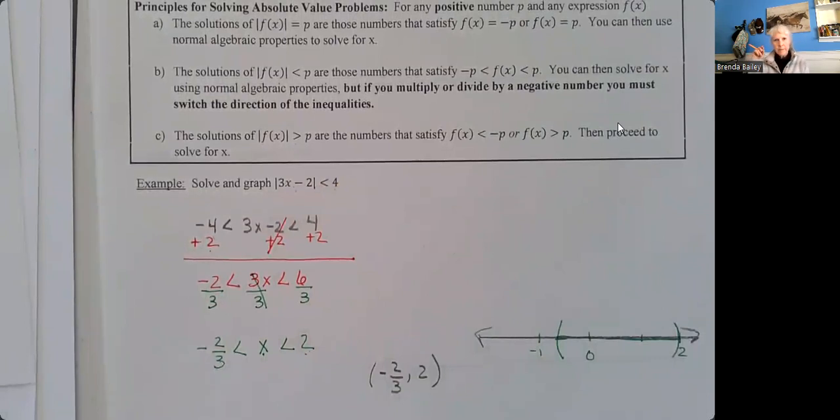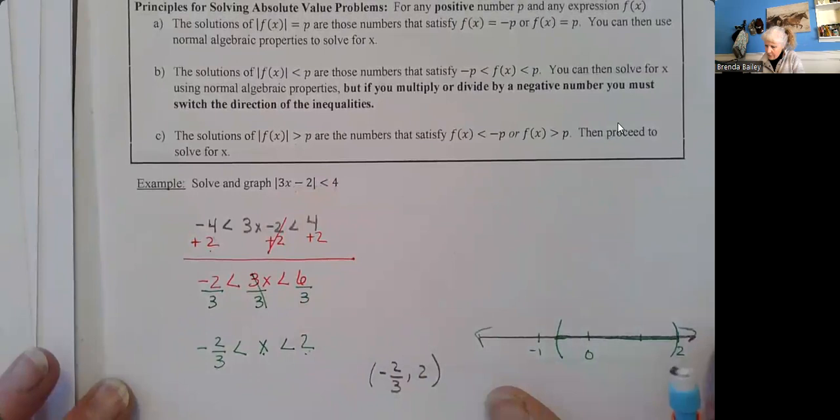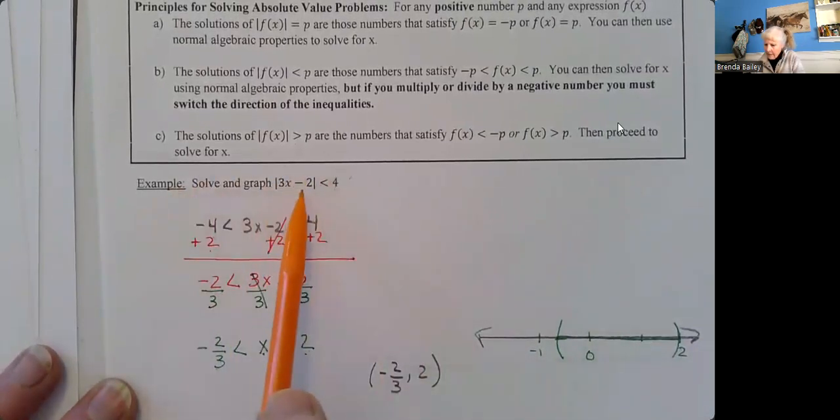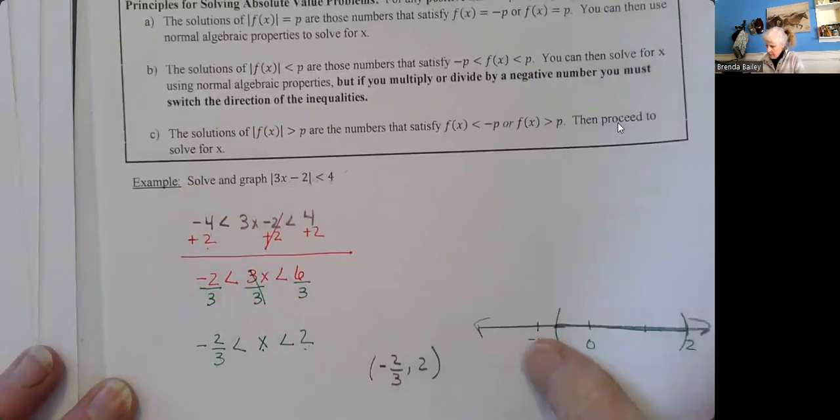All righty. You could pick a number in here just to double check on a test if you wanted to. You could put 0 in, and 3 times 0 is 0. 0 minus 2 is -2, but the absolute value is +2, which is less than 4. So those are your solutions for that one, and how to simplify the less thans. Okay, let's look at another one.